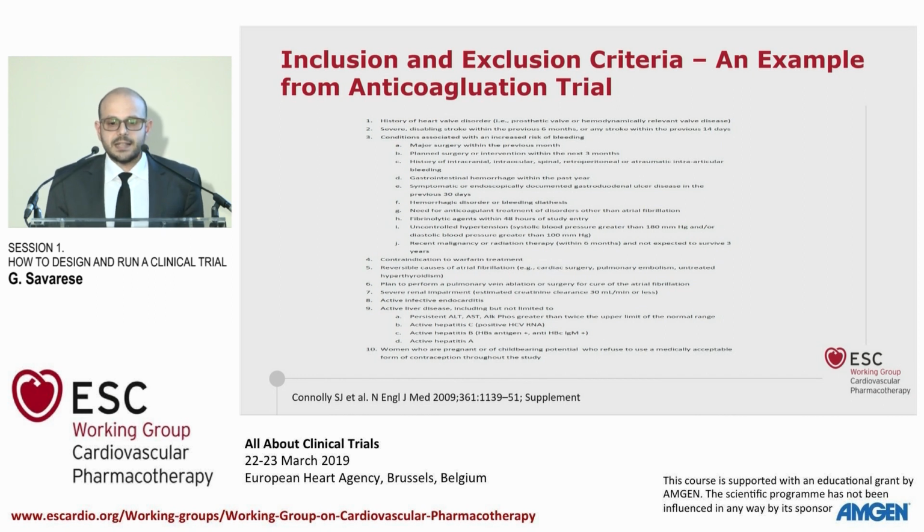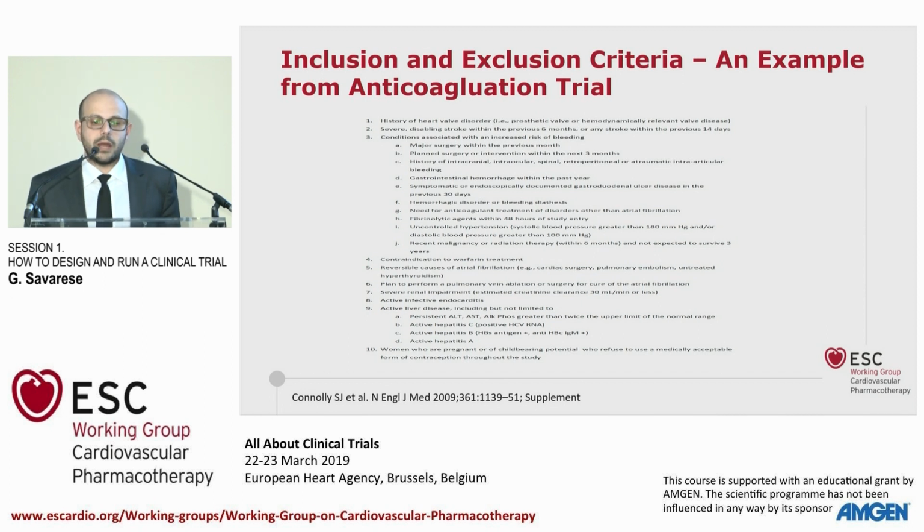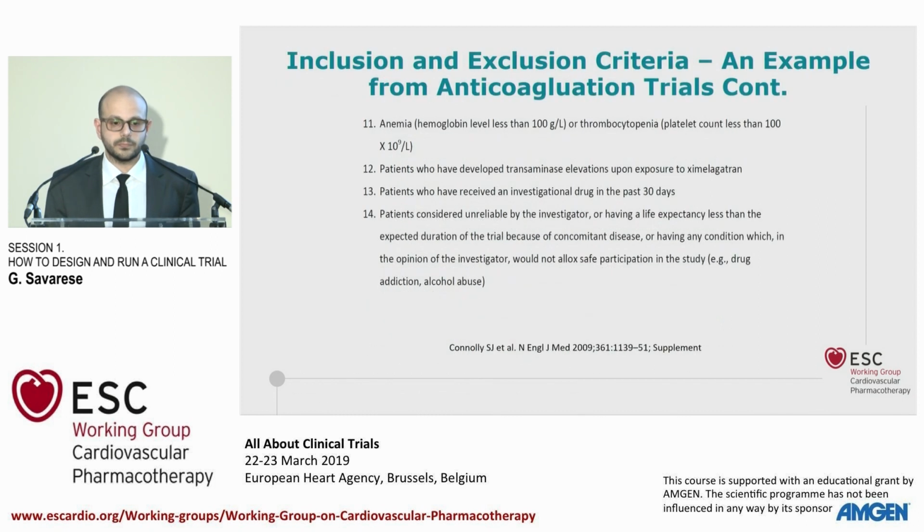This is a list, for example, of inclusion-exclusion criteria of an anticoagulation trial. You can see that the list is extremely long. This is just to show you that the population is extremely selected in trials, and this raises important concerns regarding external validity on some occasions.